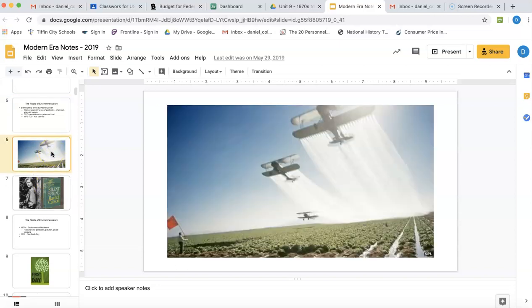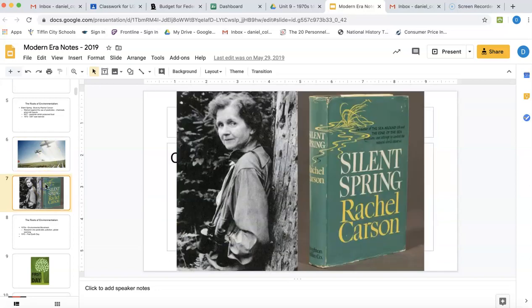So here's what I meant. They would just fly over as crop dusters and spray this stuff all over fields. That stuff would get in the air and you'd breathe it in. It would cause a lot of health problems.